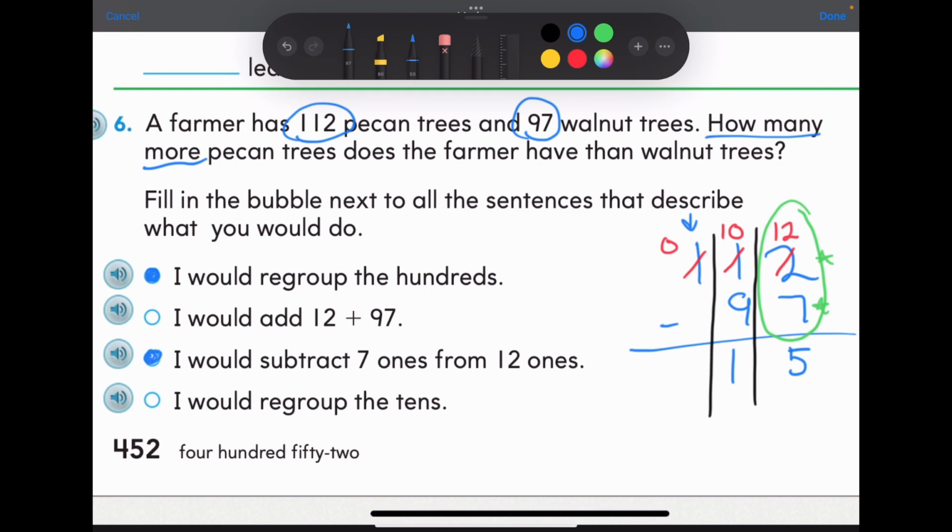And then now it says I would regroup the tens. And we did that as well. If you look in the tens place, you could see with the red marking, we did regroup in the tens. So that would be an answer choice as well.